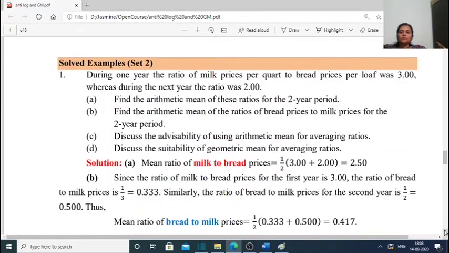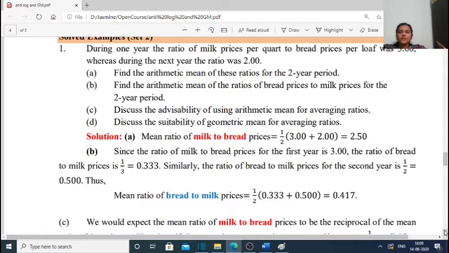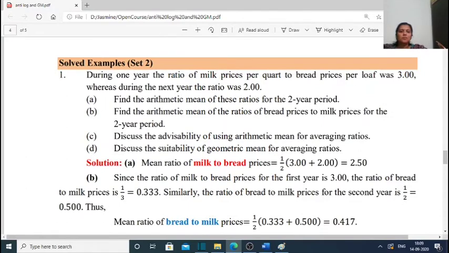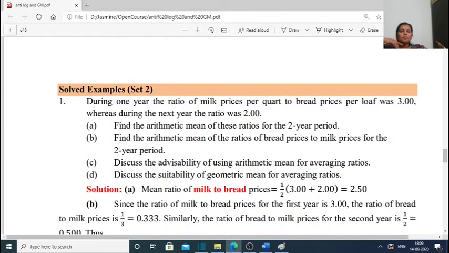Next we have some solved examples. During 1 year, the ratio of milk prices per quart to bread prices per loaf was 3, whereas during the next year the ratio was 2. Find the arithmetic mean of these ratios for the 2-year period. Find the arithmetic mean of the ratio of bread prices to milk prices for the 2-year period. Discuss the advisability of using the arithmetic mean for averaging ratios. Discuss the stability of the geometric mean for averaging ratios.